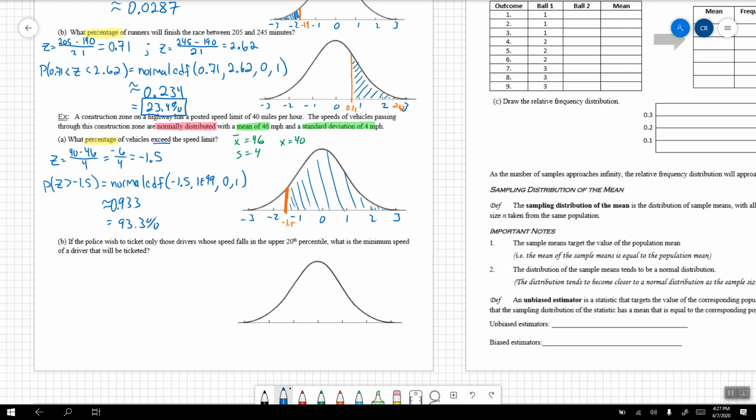And then since we're interested in finding a probability for what values exceed that amount, we have to shade everything to the right. Shading everything to the right using our normal CDF gets us negative 1.5 all the way to the right, mean and standard deviation, 0.933. But the question wants a percentage, which means 93.3% of the cars will exceed that speed limit.